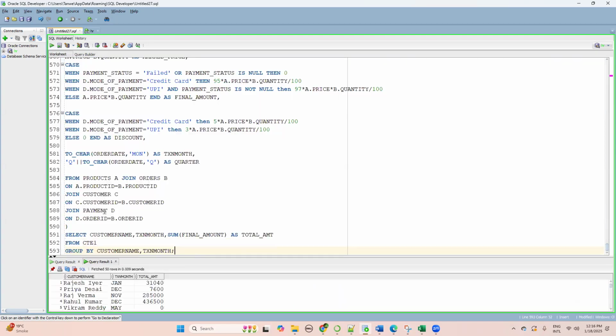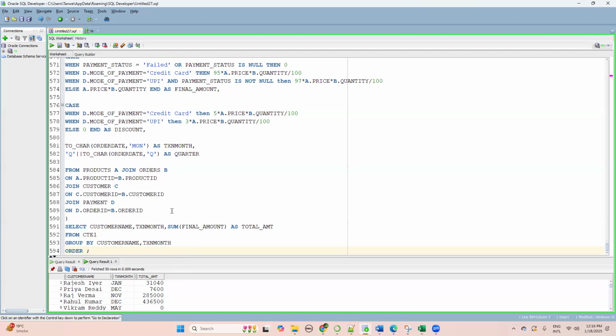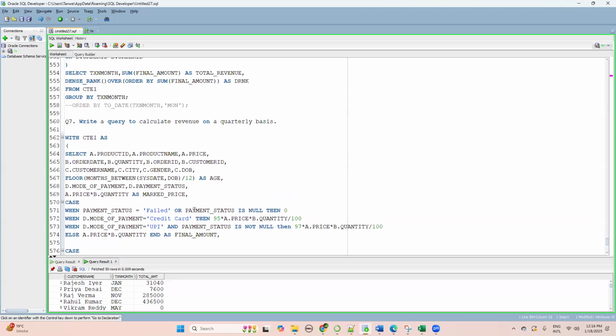So I'll use group by customer name and transaction month. Now, I'm executing this query. So you are getting it for each and every customer, and let me sort this as well. Order by customer name, and then that month one, where did it go? This one.